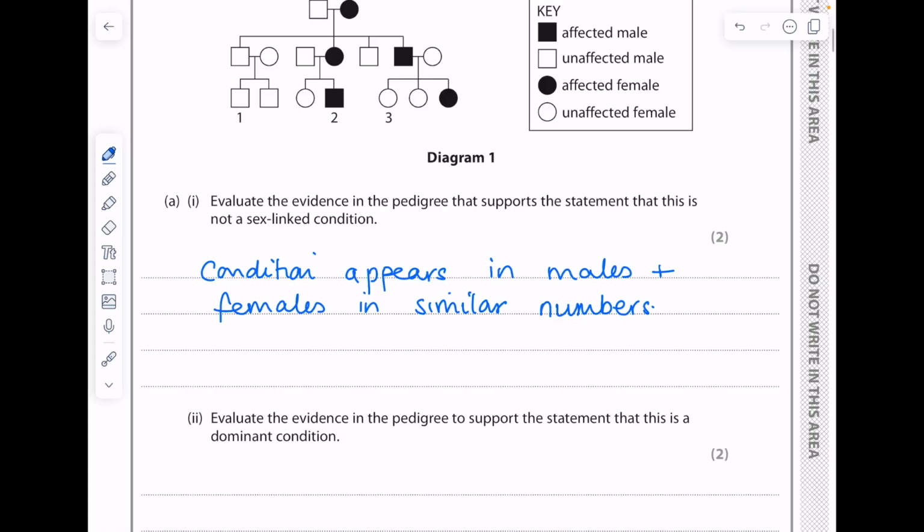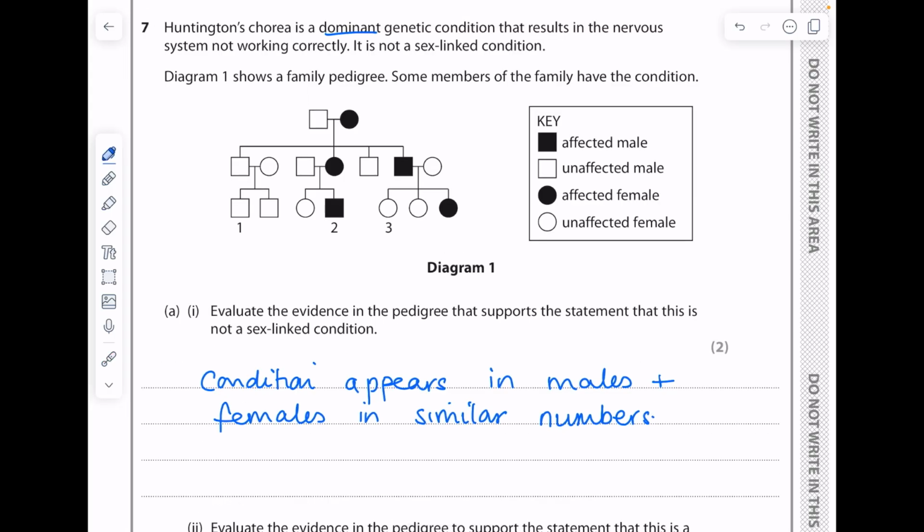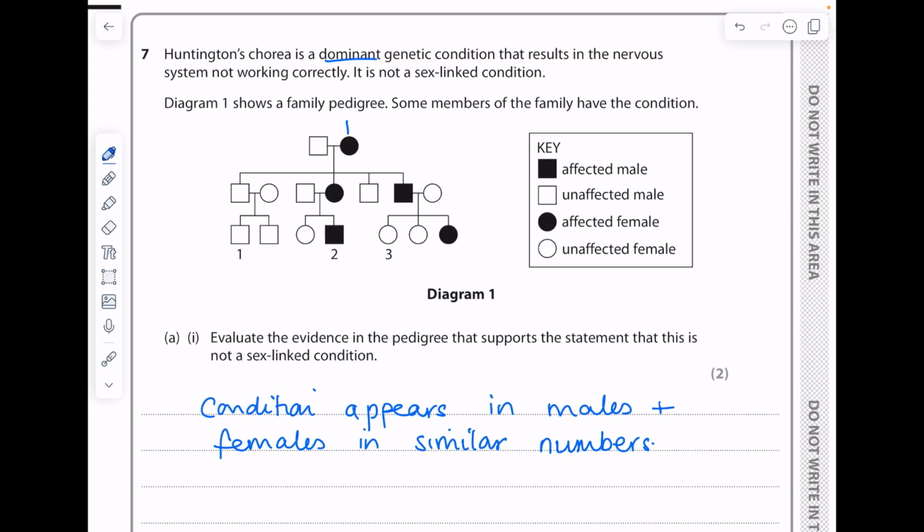Evaluate the evidence in the pedigree to support the statement that this is a dominant condition. So dominant means that you would expect to see lots of sufferers, and indeed you see people suffering in every generation. You could even work out some of the genotypes. So we'll use H to represent. That woman there must be large H, lowercase h. The reason I know that is because her partner here is definitely lowercase, because he doesn't have the disease.